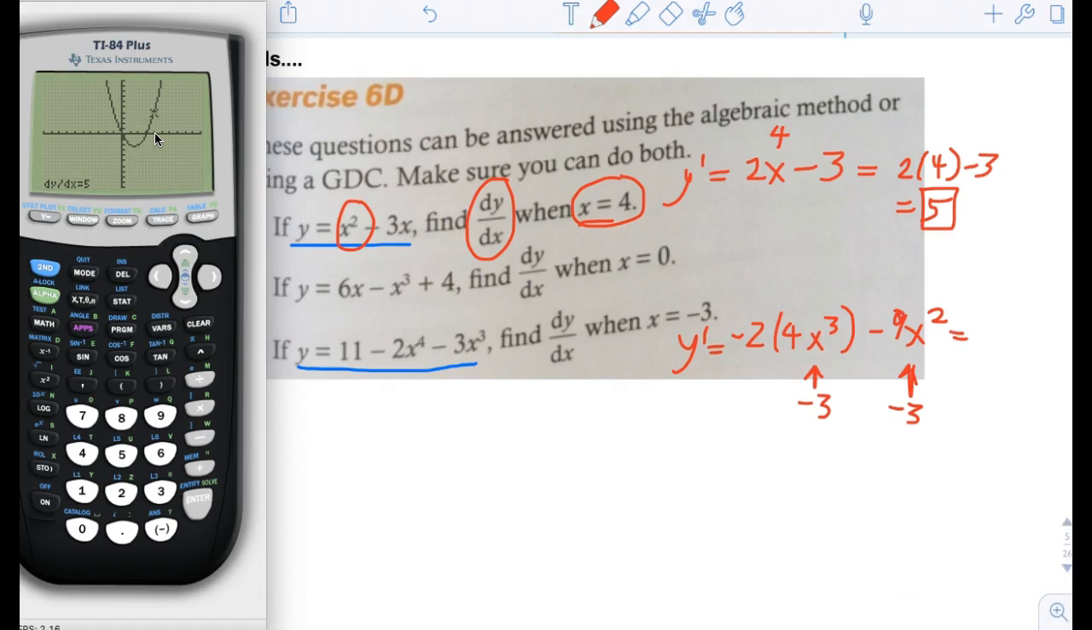Okay, now the other method, of course, is to go here and then we type in 11 minus 2x to the 4th minus 3x cubed.